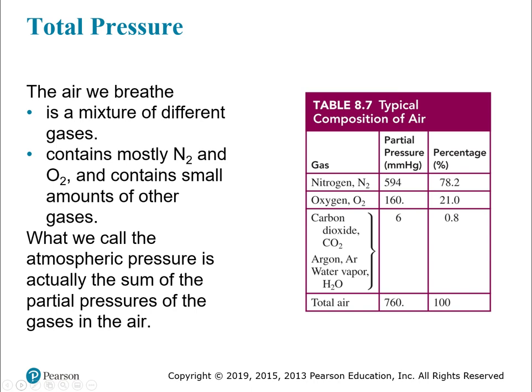The air that we breathe is a mixture of different gases, and I spoke about that a little bit earlier, like the very beginning, right? Most of the air we breathe is nitrogen and oxygen. There's a small amount of other stuff. The atmospheric pressure, that's 760 millimeters of mercury, is the sum of all the partial pressures of all the gases in air.